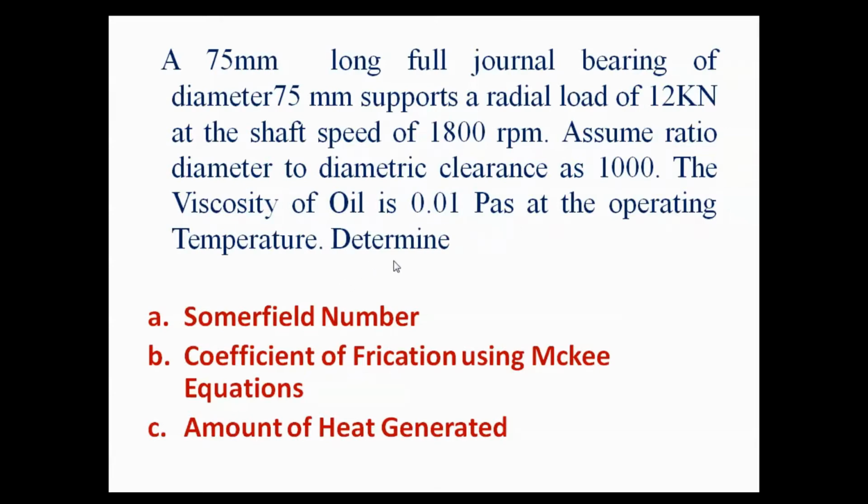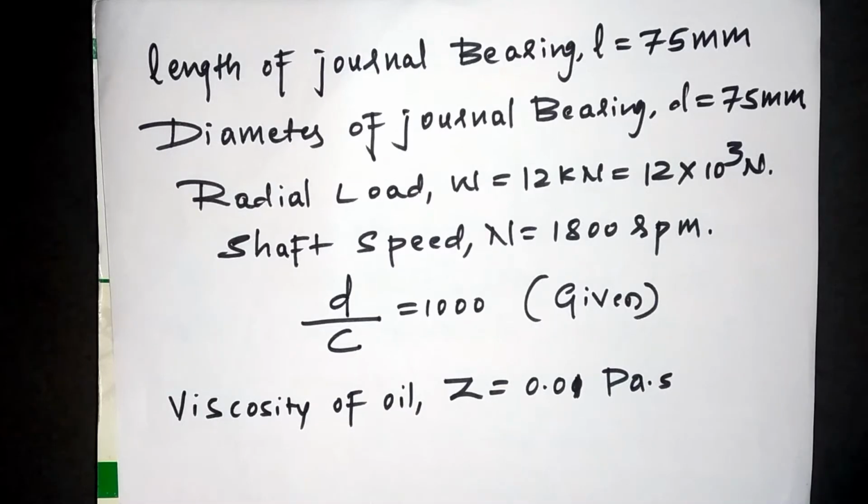Now in this problem they asked to find out, first, the Sommerfeld number, second, the coefficient of friction using Mackey equation, and the last one, the amount of heat generated. So here in this problem you find two new terms, that is the Sommerfeld number and the amount of heat generated, and these two terms are very important while designing the journal bearing. So let us first write down the given things and we will solve one by one.